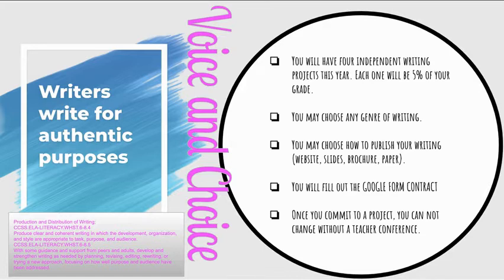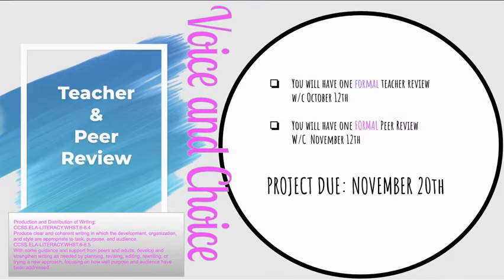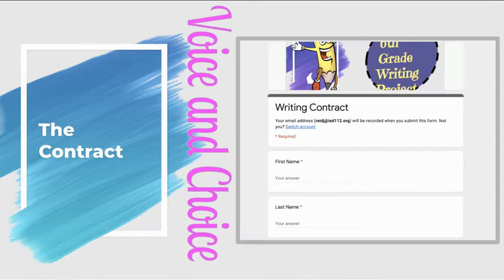You will fill out the Google Form contract. And once you commit to a project, you cannot change it without a teacher conference. So the project is due November 20th. And you will have one formal teacher review the week of October 12th. And you'll have one formal peer review the week of November 12th. And then on the 20th, your project is due, and then we'll have writing celebrations.